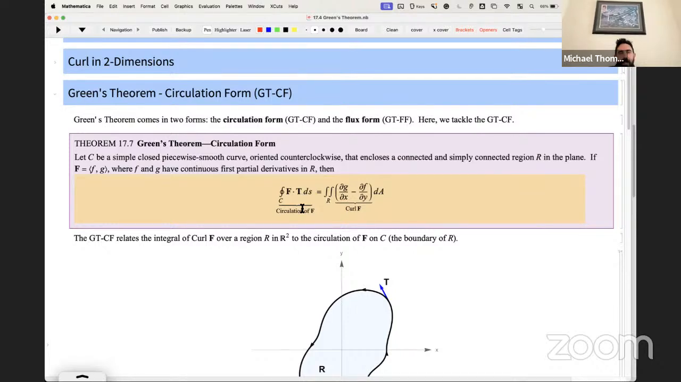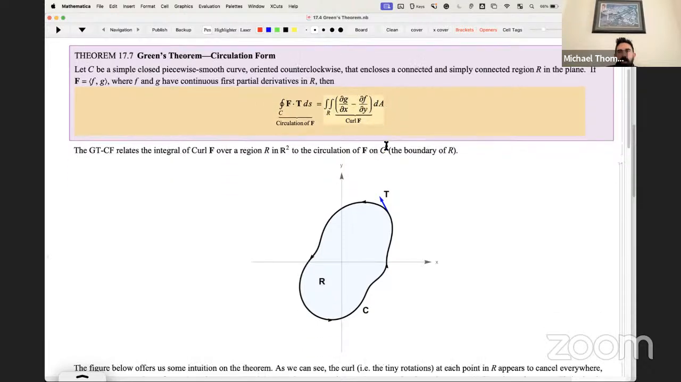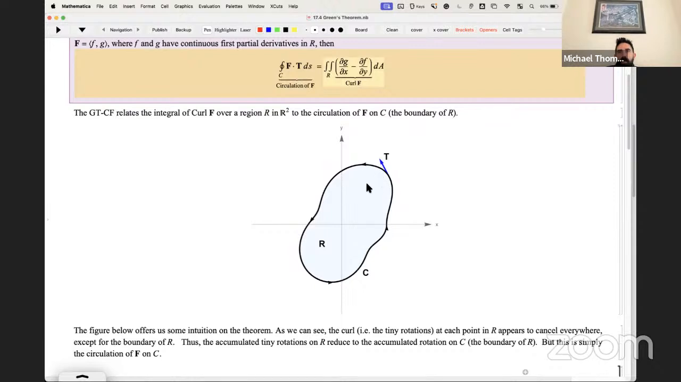All right, so what is this theorem actually saying? Well, it's actually saying the same thing as the FTC2. If you think about what it's doing, it's relating the integral of the curl at every point inside R to the circulation on the boundary of R. So what's the boundary of R here? What am I referring to when I say the boundary of R?